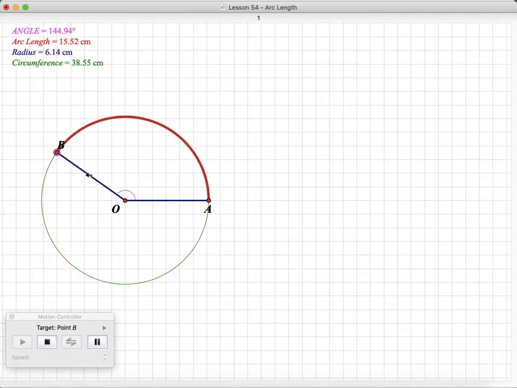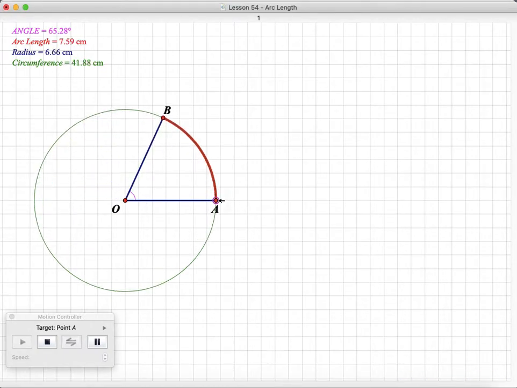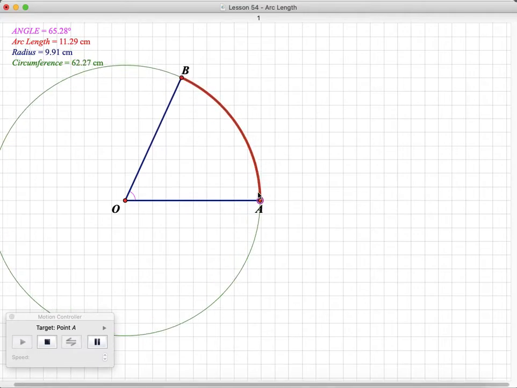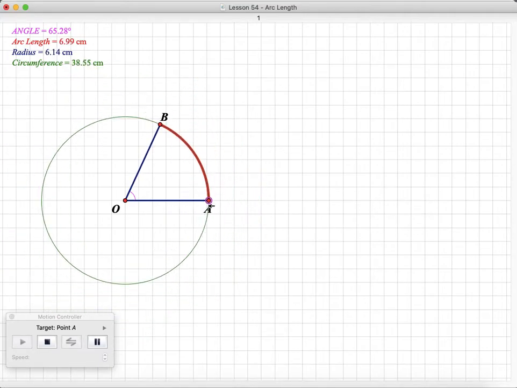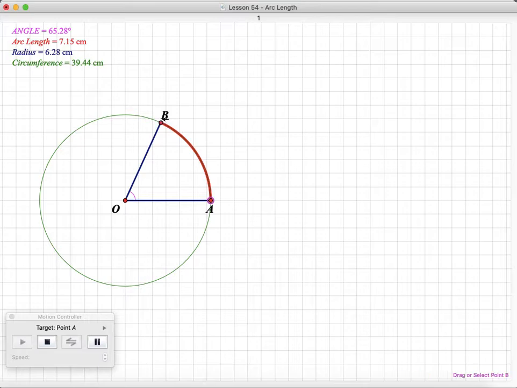You can see that as I rotate this around, the angle changes and the arc length changes. I can change the size of the circle also, and the circumference, radius, and arc length are all going to change. But there's no rhyme or reason that I can see there. Unless I don't just measure the different individual measurements, but start comparing them, I will see a very clear pattern.